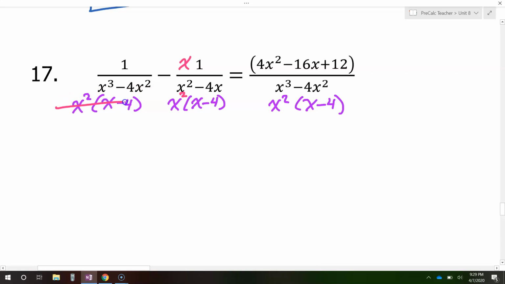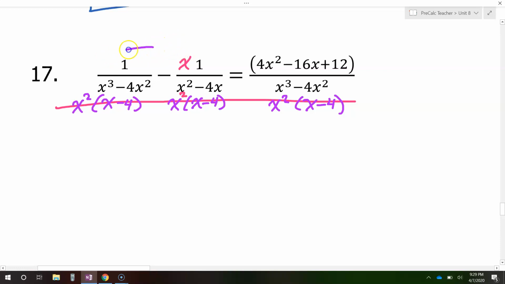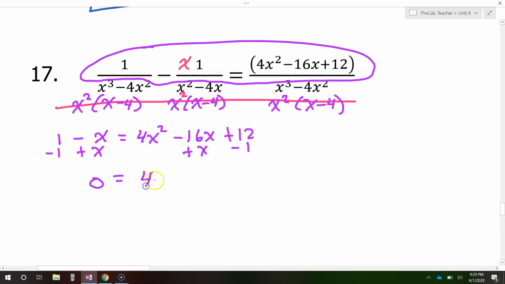Once all the denominators are the same, you can cancel them out and you will still have a valid equation. So my brand new, very valid equation is going to come from all of the numerators. My new equation will be 1 minus x equals 4x squared minus 16x plus 12. Let us subtract 1 from both sides and also add x to both sides. That will give us 0 is equal to 4x squared minus 15x plus 11.